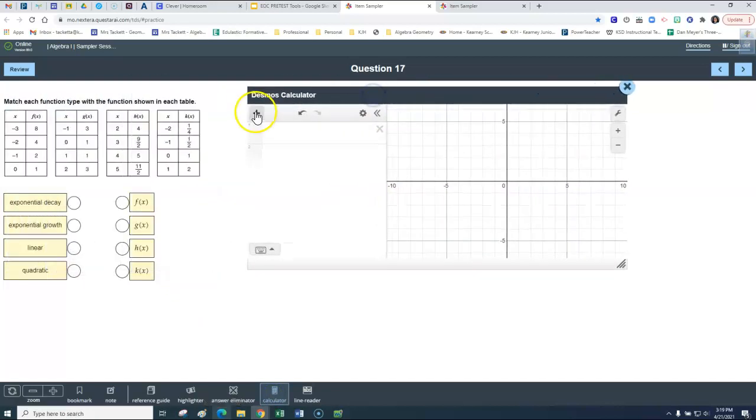So whenever we do this, we want to look at the table. So I'm going to take negative 3, and then the y is actually 8. So y and f of x are the same things. And then I'm going to do the exact same thing on the next one. So negative 2 and 4. And then I've got negative 1 and 2. And then last one is 0 and then 1.